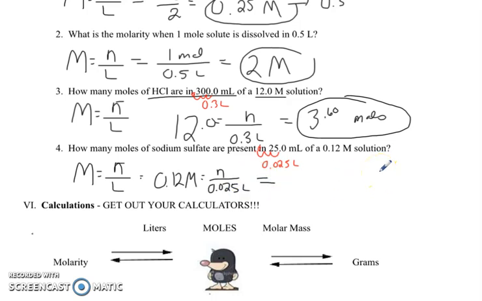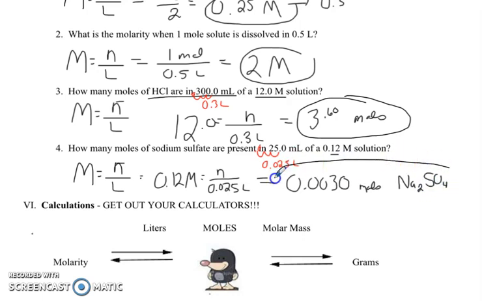So you're taking 0.12 times 0.025, and you should get 0.003. Now, how many sig figs do I want? Gotta have at least 2. Make that 0.0030, and that's going to be moles of my solute, which is sodium sulfate. Remember your formula and your naming rules here. This is good practice back from chapters 6, 7, and 8.